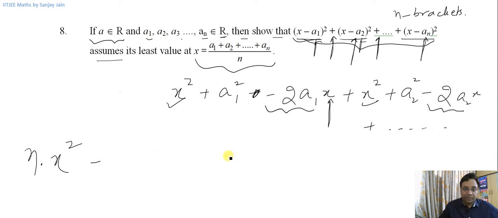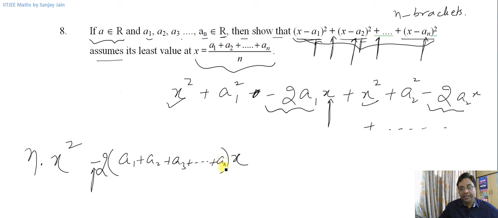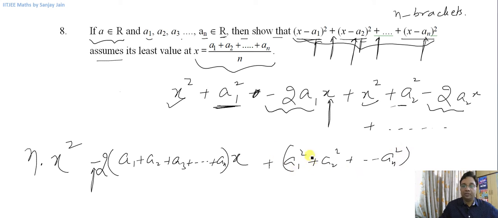negative 2an. So if I want to write this collectively, the coefficient of x will be, I'll take negative outside and let me take 2 also outside. So inside I'll have a1 plus a2 plus a3 plus up to an, right? I am concerned about this much only. Otherwise I can write the rest of the expression also, because the constant term will be nothing but a1 square plus a2 square plus up to an square, right? So this is the quadratic that was given in this format.